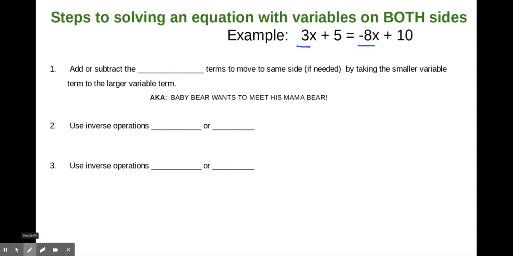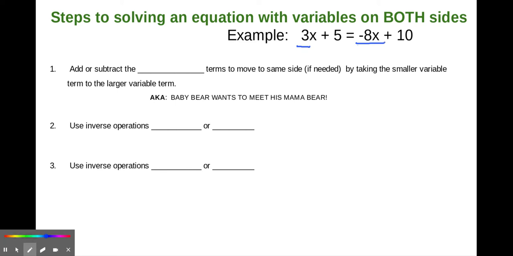Okay, what you were used to seeing last week is something like this, where we just had 3x plus 5 equals 10, and you could solve it. But now today, and this week, and next week here, we have a variable on both sides of your equal sign. So how are we going to solve this? How are we going to combine this?